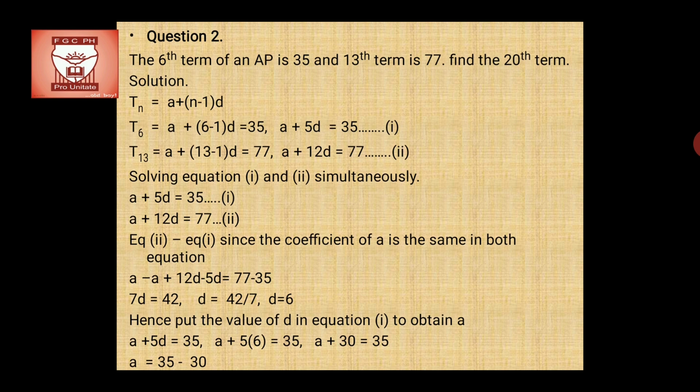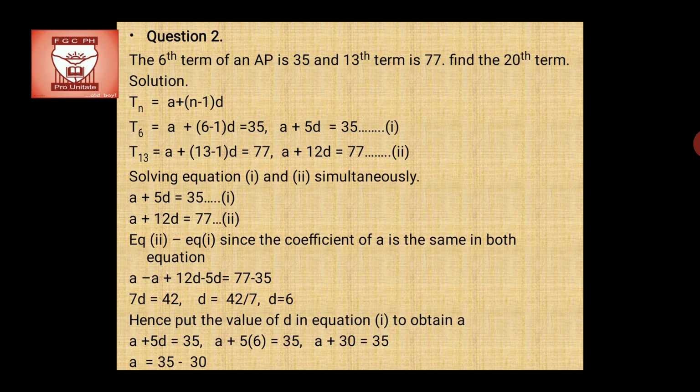Now, to make D the subject of the formula, we divide both sides by 7, which is the coefficient of D. That gives us 42 divided by 7, which is 6. Therefore, the value of D is equal to 6. Hence, we put the value of D in equation 1 to obtain the value of A.